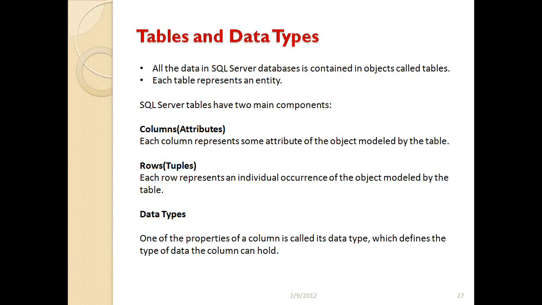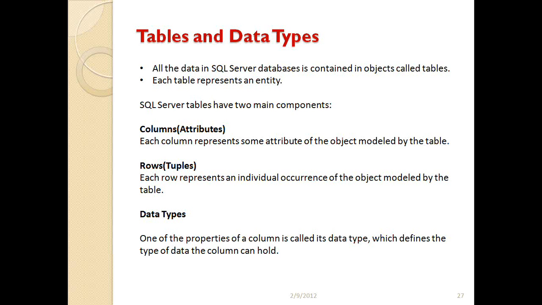All the data in a SQL Server database is contained in objects called tables. Each table represents an entity. A SQL Server table has two main components. One is columns, which are called the attributes, and the other is rows. Each column represents some attribute of the object modeled by the table, and each row represents an individual occurrence of an object modeled by the table.